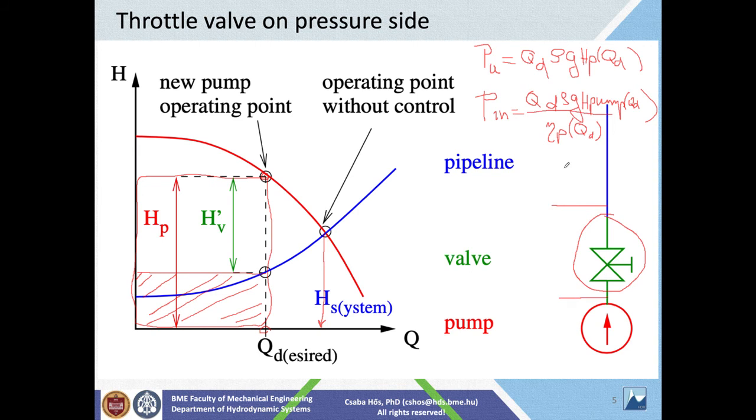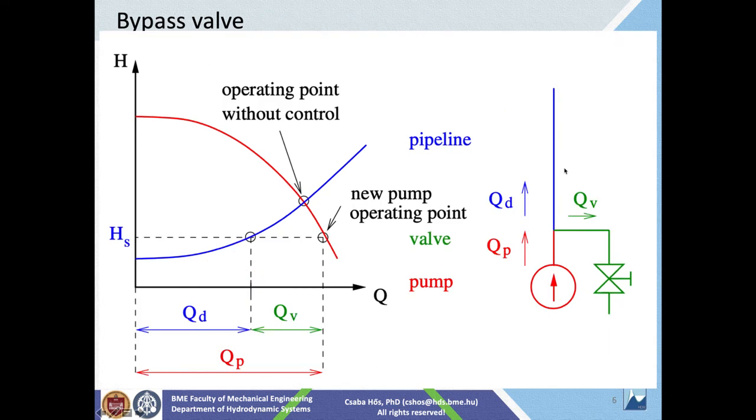Okay, let's have a look how the same thing happens if you have a parallel connection. Now the parallel connection, so the issue is the same again. You have the red pump, you have the blue pipeline, this is your operating point, and then you want to set this desired flow rate. So now you add your valve in parallel. That's something we call a bypass valve.